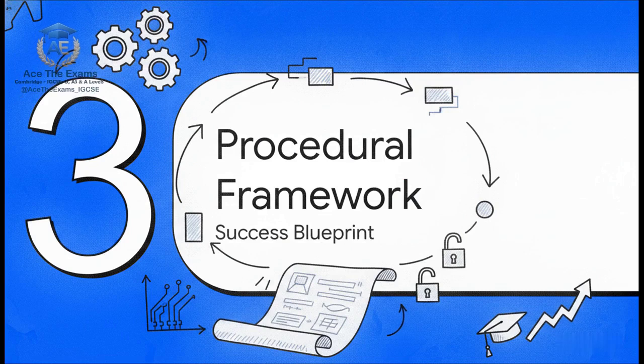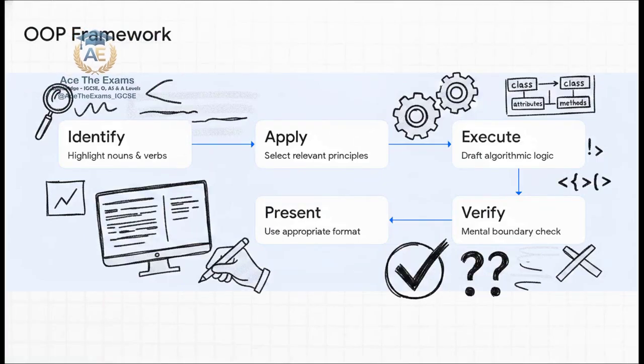Section 3, the OOP Procedural Framework. This is your ultimate success blueprint. By forcing yourself to rigidly follow this 5-step procedural framework, you essentially guarantee your success. Let's break this down step by step. Step 1. Identify key elements.